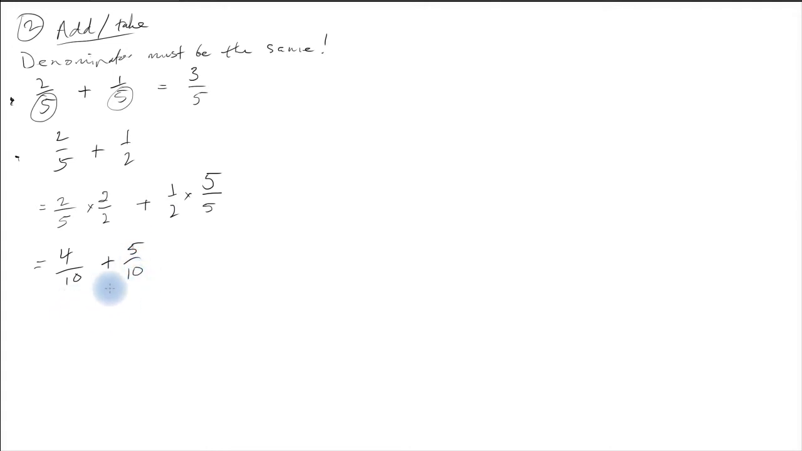By the way, this whole step here, once you get good at this, you'll be able to skip that step. Okay. Now the denominator is the same, it's both 10, and 4 plus 5 is 9. So our answer is 9 on 10 for that. A few things to highlight here: we've multiplied by 1, so we're allowed to do it. Here we've multiplied by 1, we're allowed to do that. And the whole point was to get the bottom bit to be the same. That's why we did that.